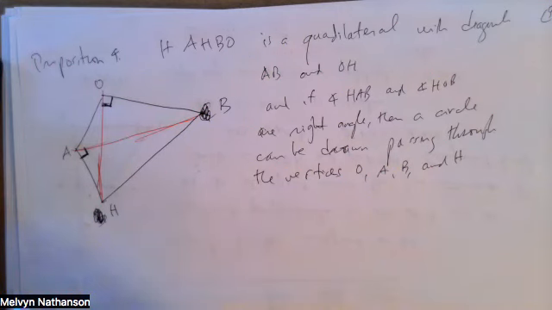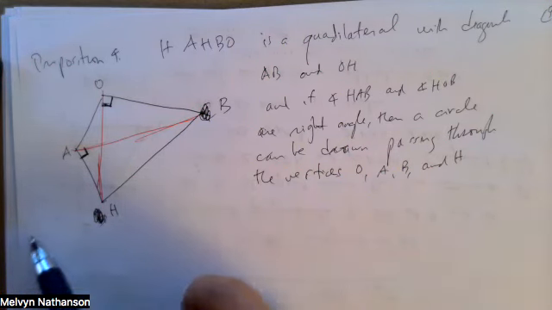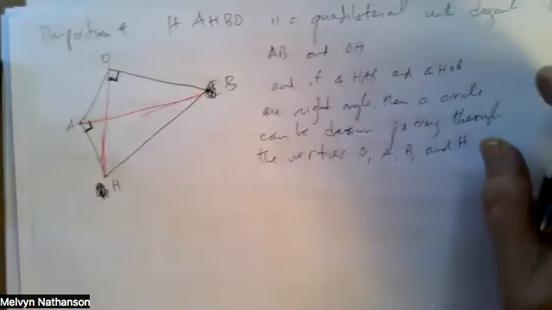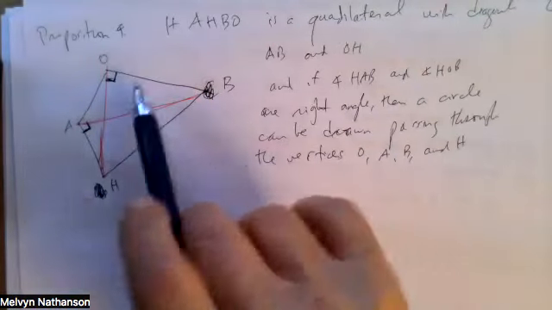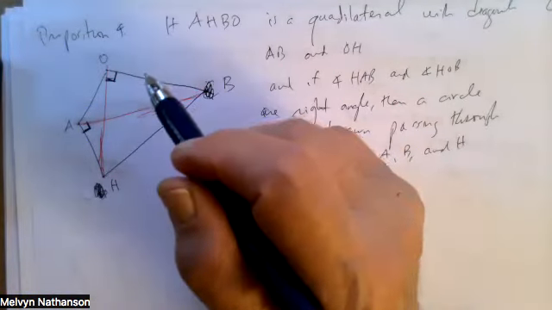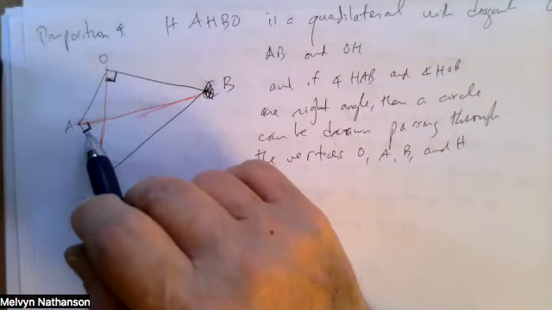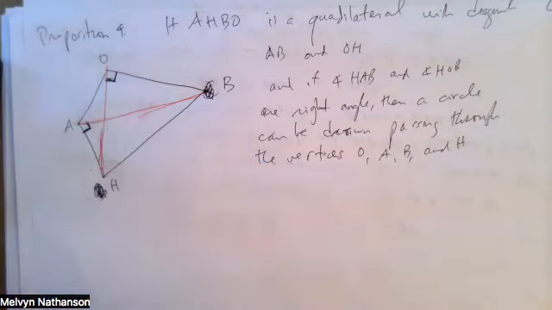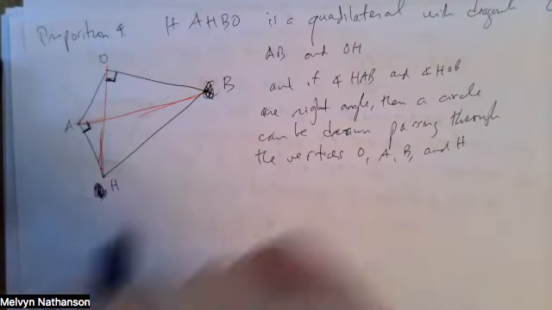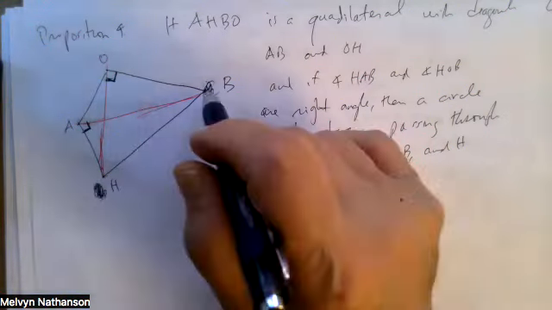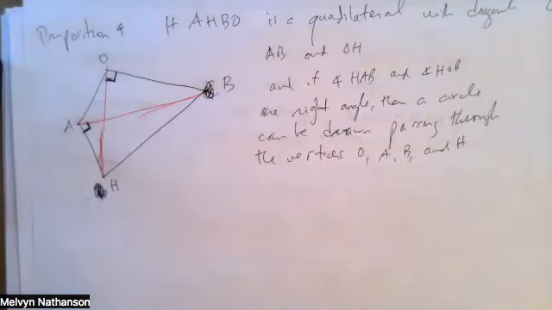So this is a kind of a strange proposition. You have a quadrilateral, OAHBO. You draw the diagonals, and if one diagonal makes a right angle with a side, and another diagonal makes a right angle with a different side, then you can circumscribe a circle. You can draw a circle that passes through the 4 points of this quadrilateral.